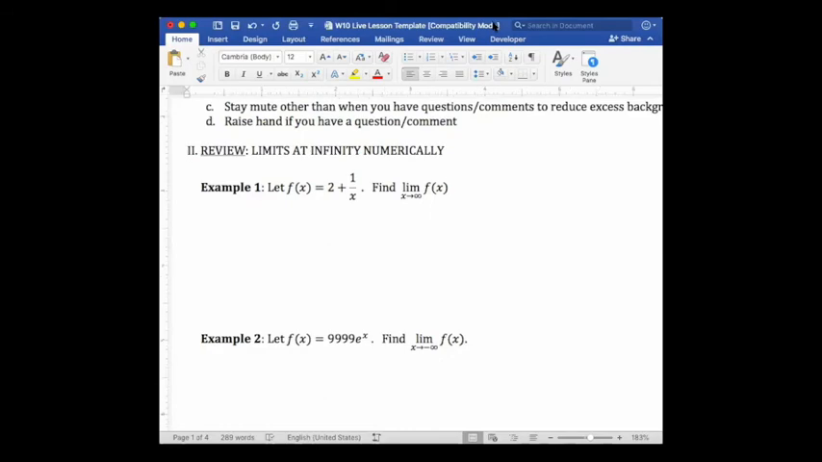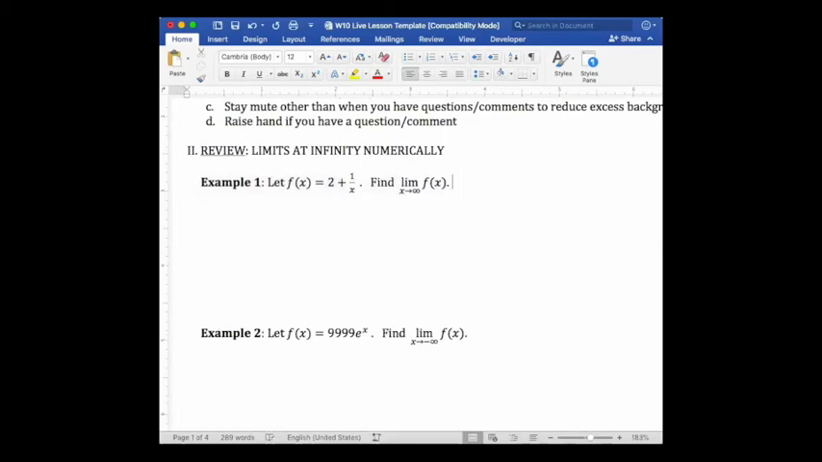So let's just start with this example here. Example 1, we have the function f of x is equal to 2 plus 1 over x. And we'd like to find the limit as x approaches infinity of this function. So just very quickly, let's recall what this means.